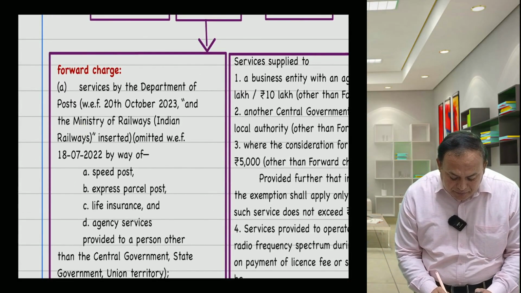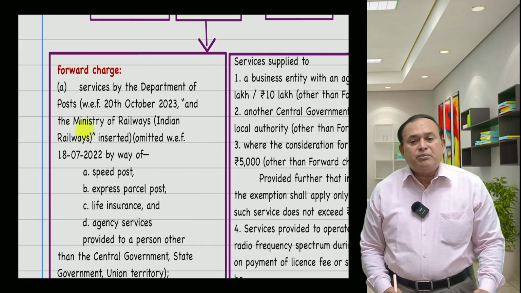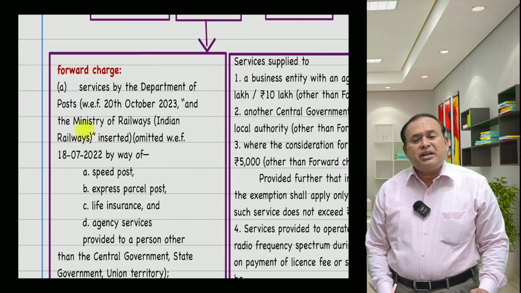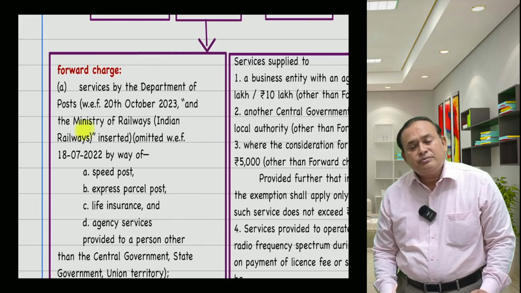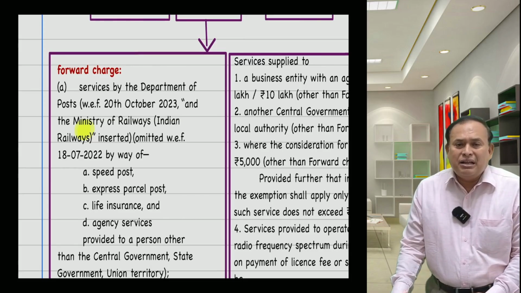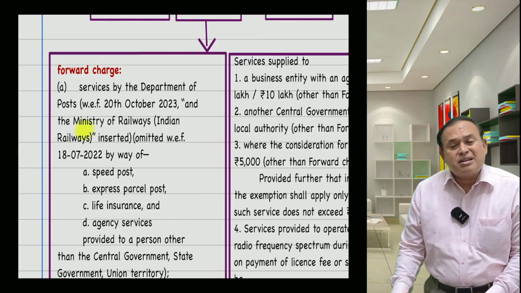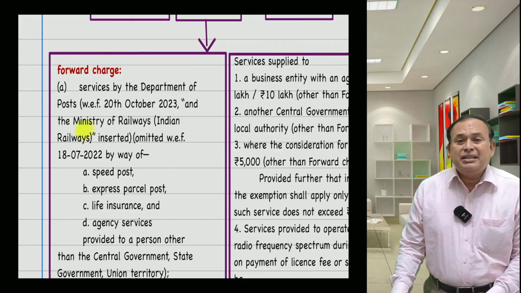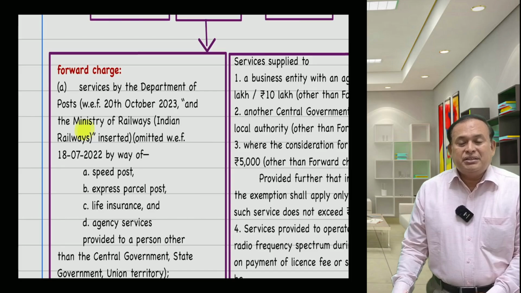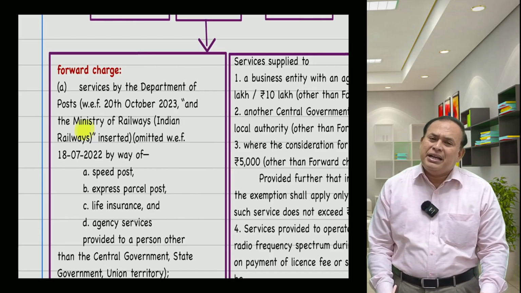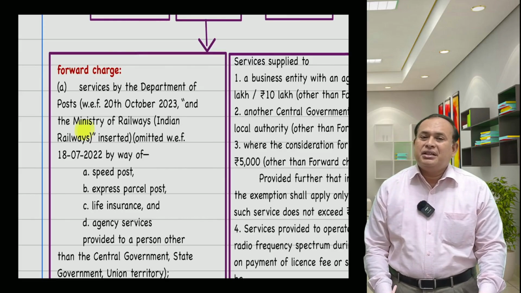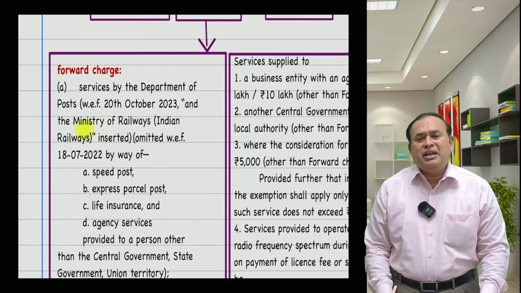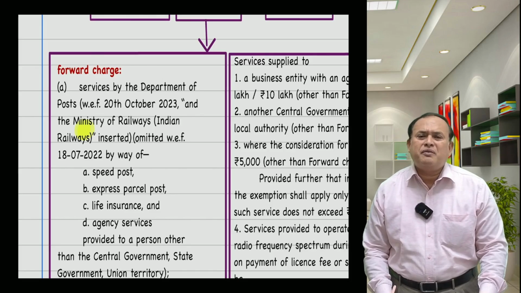Now here, the Ministry of Railways, namely Indian Railways, from 20th October 2023, if they provide services, it is forward charge, unless specifically exempted. What is exempted? If Indian Railways provides transportation of passenger services in a coach other than AC or first class, it qualifies for exemption. If it is exempted, neither forward charge nor reverse charge. If the supply is exempted, no levy attracts. If no levy, it is not required to be forward or reverse.